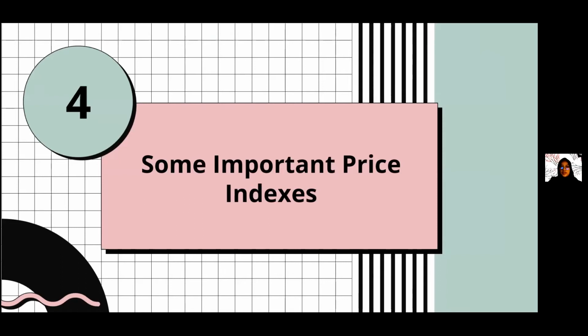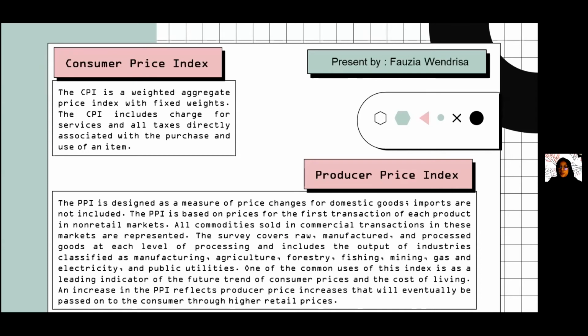The next is some important price indexes. We identify the procedure used to compute price indexes for a single item or group of items. Now let us consider some price indexes that are important measures of business and economic conditions. First is the Consumer Price Index. The CPI is a weighted aggregate price index with fixed weights. The CPI includes charges for services and all taxes directly associated with the purchase and use of an item.